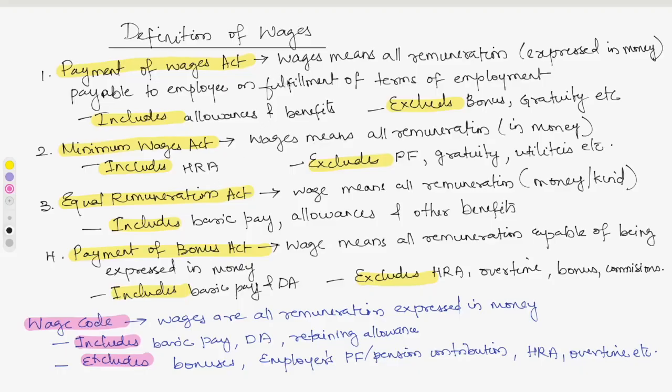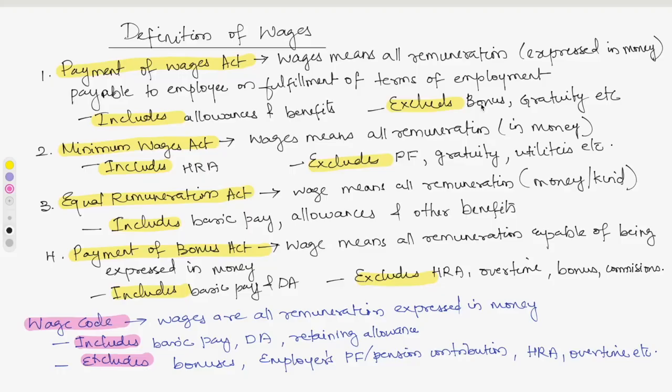So let us look at how wages are defined in these four different acts and how it is now defined as per the wage code. According to the Payment of Wages Act, wage means all remuneration that can be expressed in money which is payable to an employee if the terms of employment are fulfilled. So it includes allowances, benefits, but it excludes bonuses, value of accommodation, employer's contribution to pension or PF, or gratuity. All of these things are excluded.